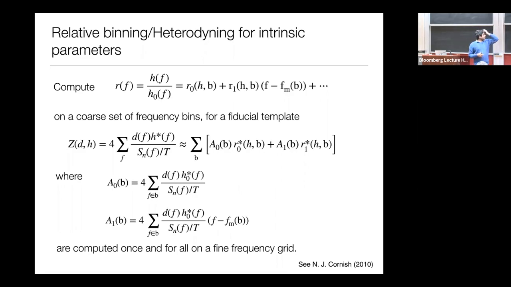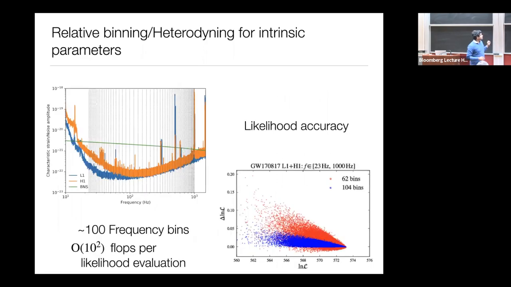And then you can use the structure of the likelihood to drastically reduce the frequency resolution that you need. So instead of requiring a million points, you can compute 100 numbers that characterize this space of all waveforms that have a high likelihood. And this reduces the cost of intrinsic parameter likelihood evaluation by orders of magnitude.